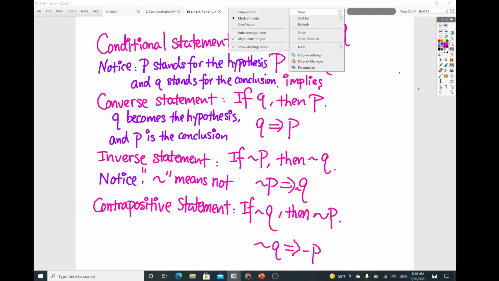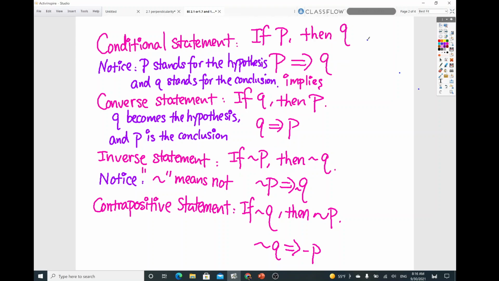Now let's start off with the conditional statement. This one is just a sentence structure, so for the English class. If P, then Q. Notice that P stands for the hypothesis and Q stands for the conclusion. The arrow with the equal sign like this means implies, so P implies Q. Here's an example: if today is Wednesday, then tomorrow is Thursday.